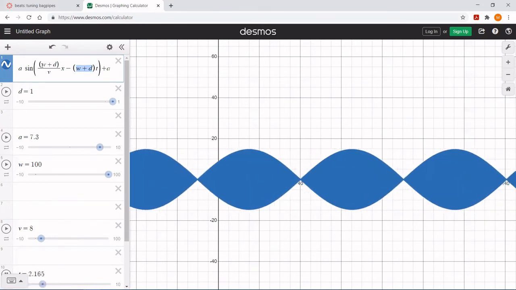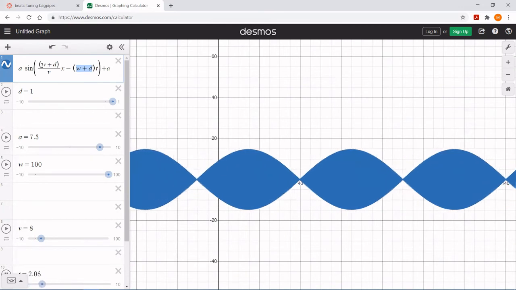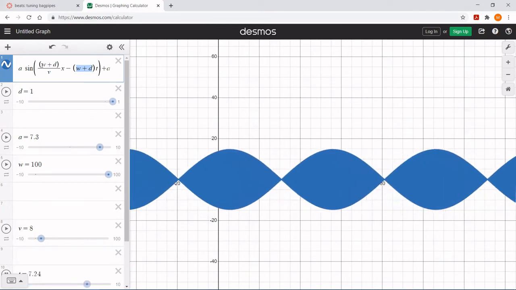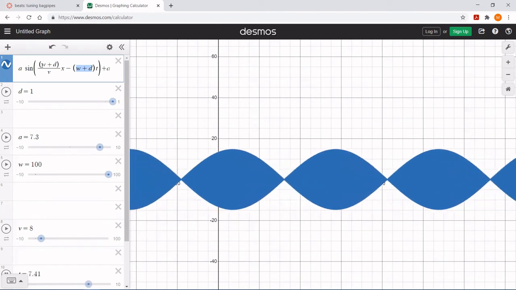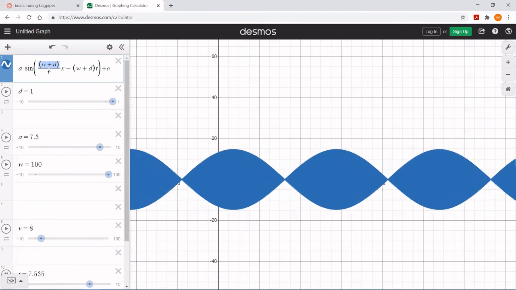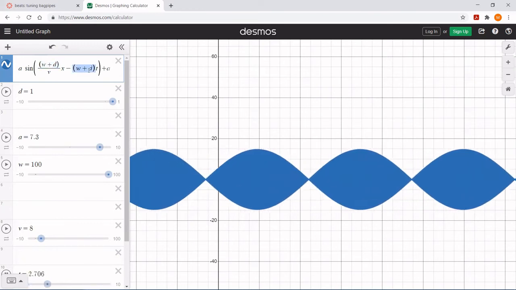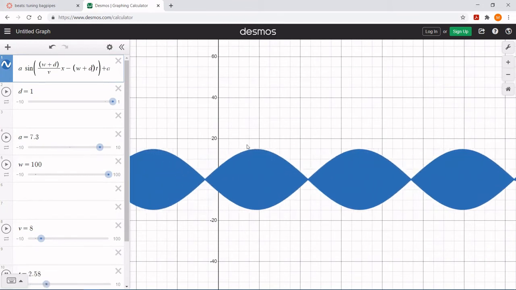The new omega, which is omega plus D. If omega is the angular frequency for the first wave, and D is the difference between the two frequencies, then the frequency for the second wave is omega plus D. I need to have that in the expression for the wave number, and I also have to have it as my new frequency. So I forgot this plus D here, and now you can see that the whole thing is moving to the right.